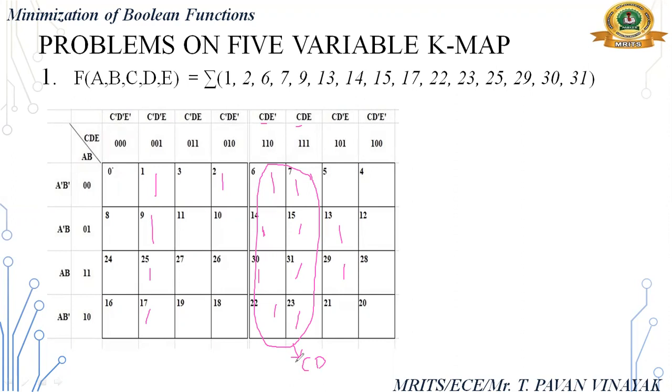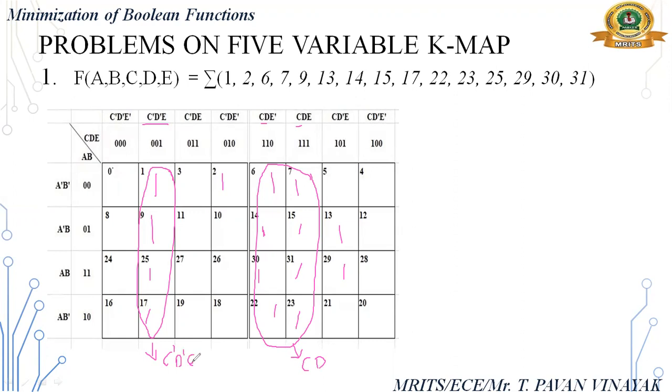Next, you have to check for quads. 4 ones are available here. So you can take this one as a quad, right? So what is the expression for it? Common term is C bar, D bar, E bar. C bar, D bar, E.